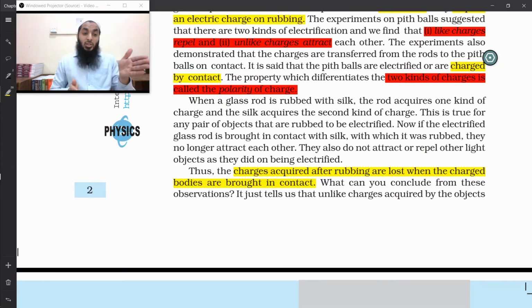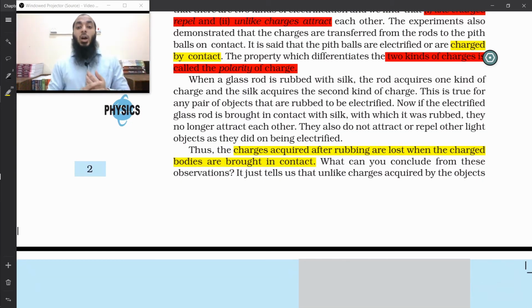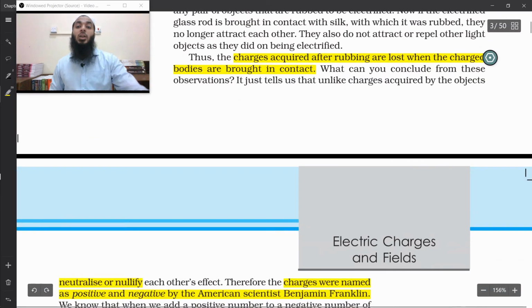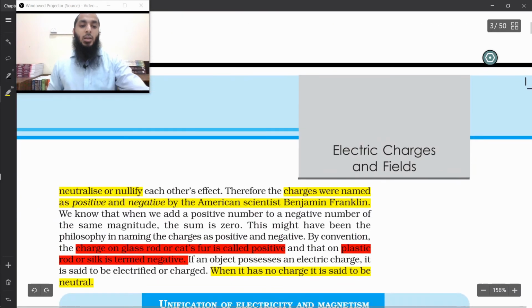The glass rod which lost an electron has a revenge. So when it gets a chance to meet with the silk cloth, it will take its electron back. So what will happen? The positively charged glass rod will cease to be positively charged because it has got its electron back. So it will become neutral. So that's what we see here, that the charges acquired after rubbing are lost when the charged bodies are brought in contact. What can you conclude from these observations? It just tells us that unlike charges acquired by the objects neutralize or nullify each other's effect.